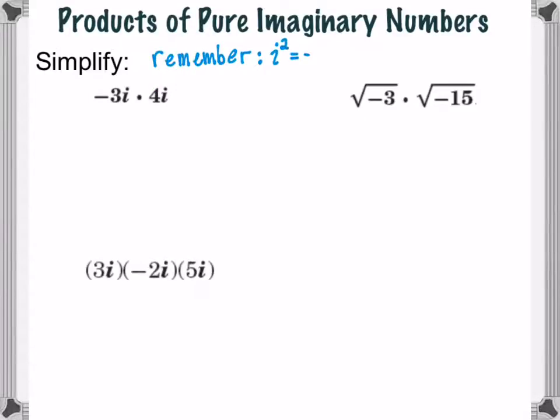So remember that i squared is -1. So when we multiply these, we multiply the real numbers. 3 times 4 is 12, and i times i is i squared. So that's really like 12 times a -1, which gives us a negative 12.